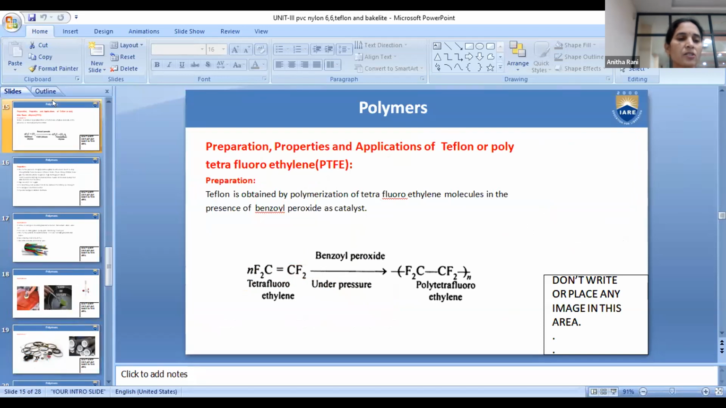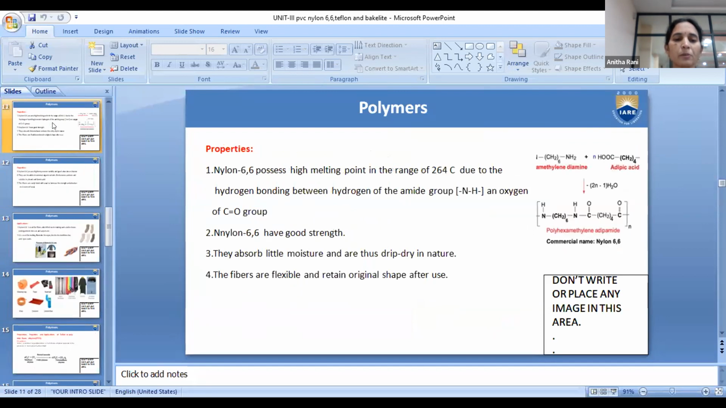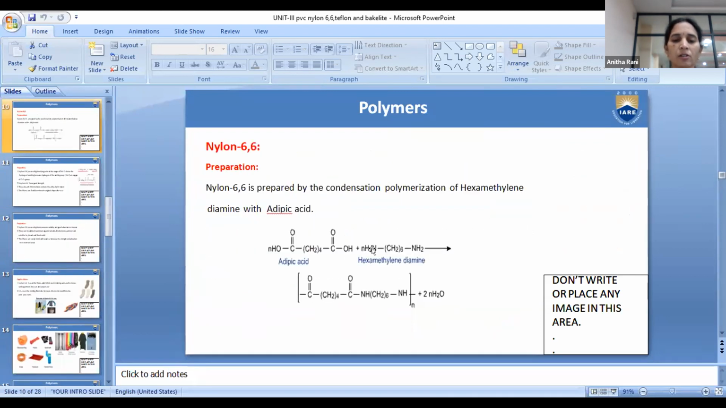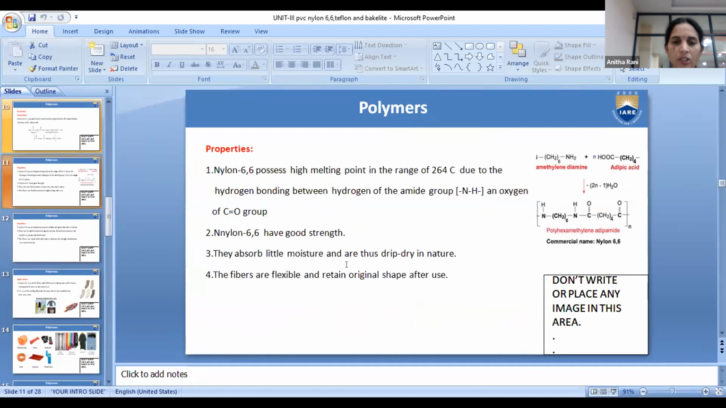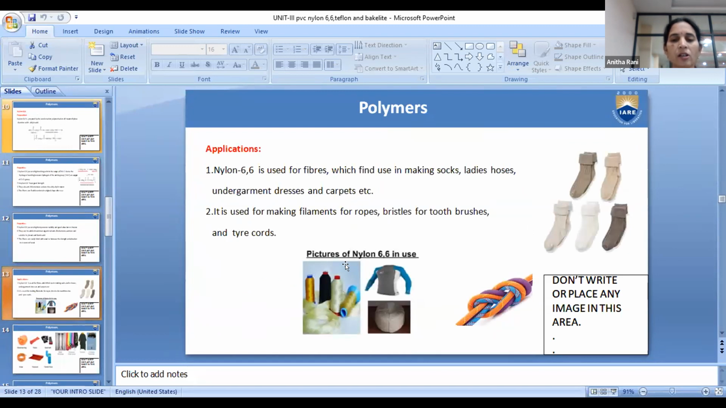So this is about nylon 6,6. Students, when you get a question on preparation, properties and applications of nylon 6,6, you have to write the preparation first, then the properties as I told you, then write the applications.